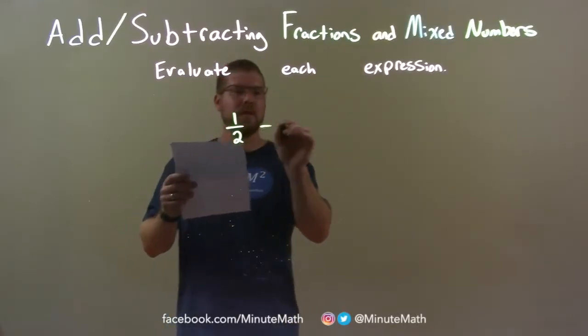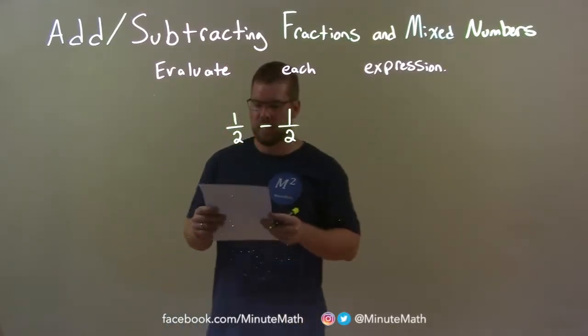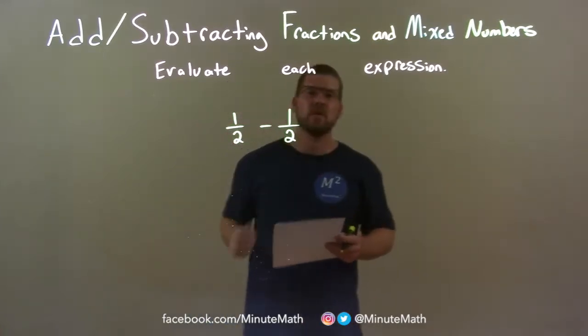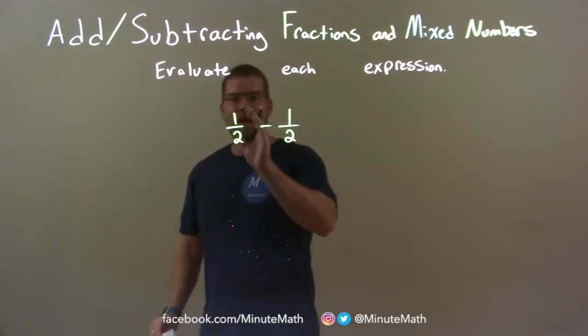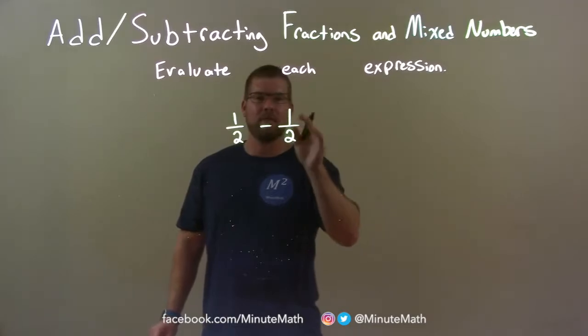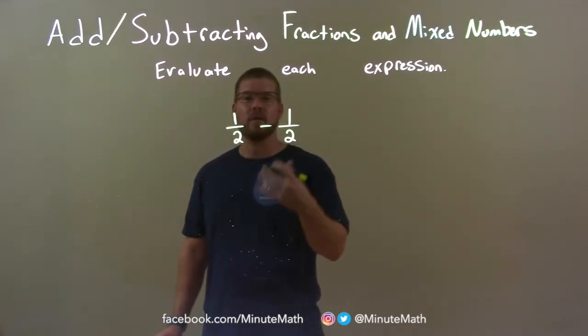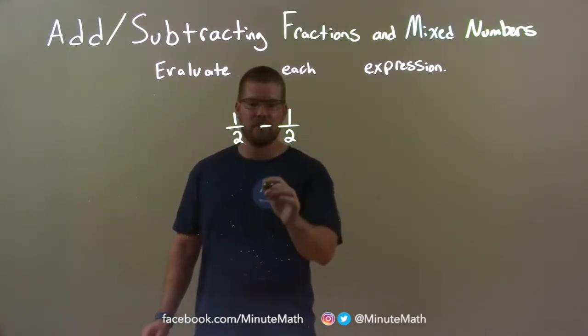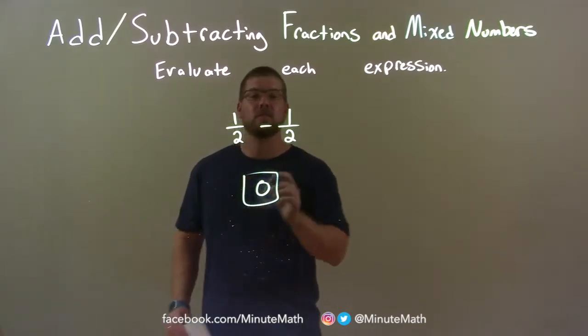1/2 minus 1/2. All right, so we have 1/2 minus 1/2 here. Well, we have a number 1/2 minus itself 1/2. Whenever that happens, that always comes out to be 0. They cancel each other out. So 0 is just my final answer.